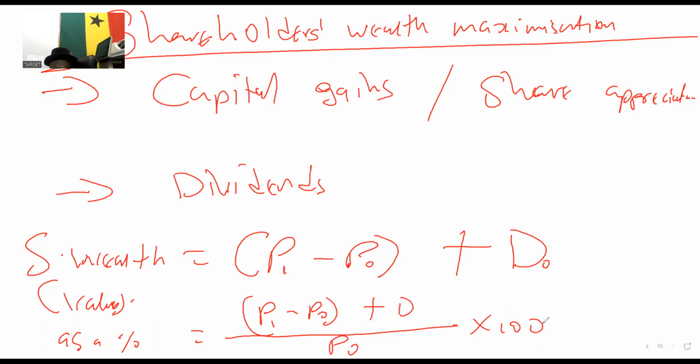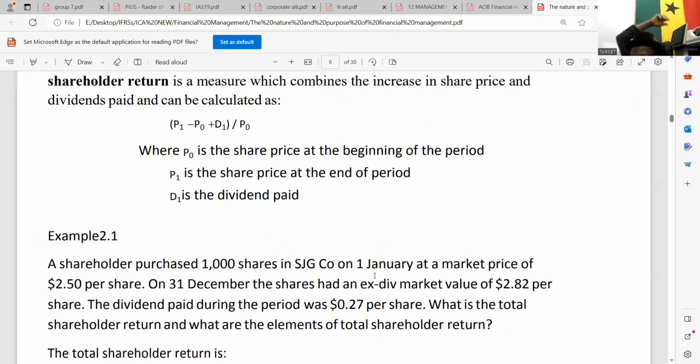All right, so now let's move on to the next question. Let me see if I can get a question from our notes, our material. All right, so let's do this question together. A shareholder purchased 1,000 shares in a company on 1st January at the market price of $2 per share. Then on 31st December, the shares had an ex-dividend market value of 2.82 per share. The dividend paid during the period was 0.27 per share. What is the total shareholders' return?